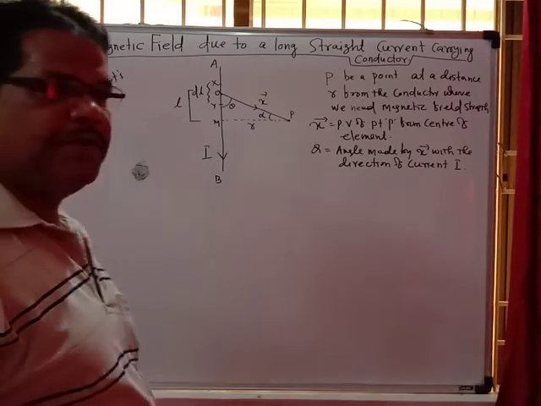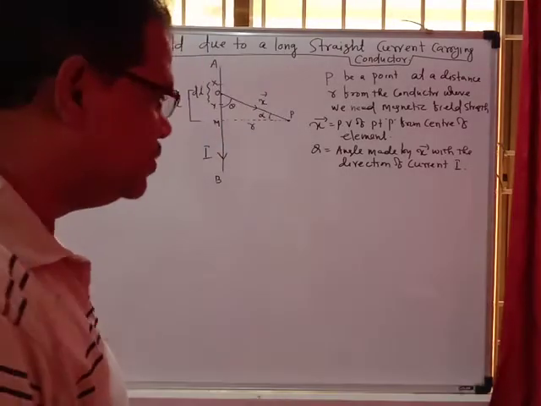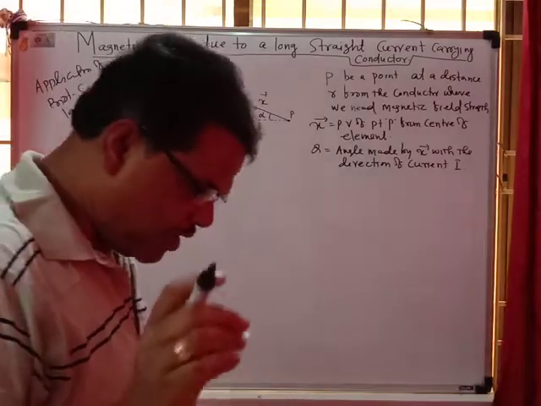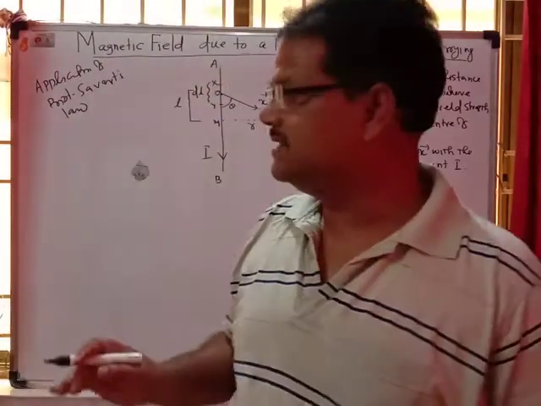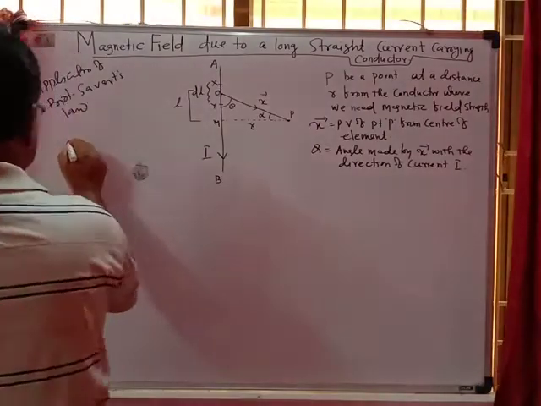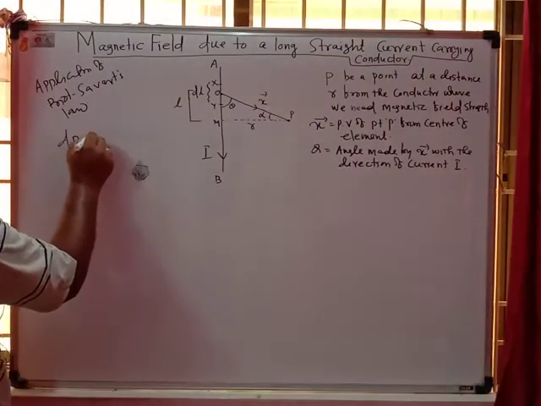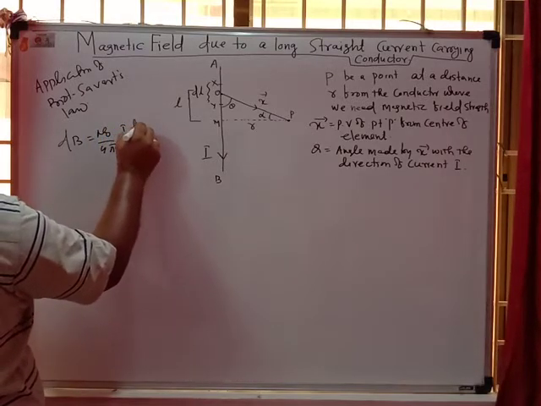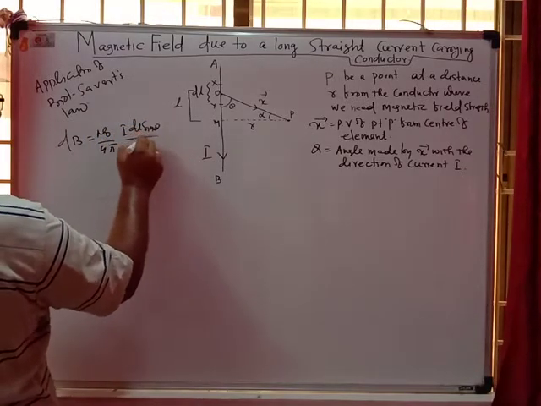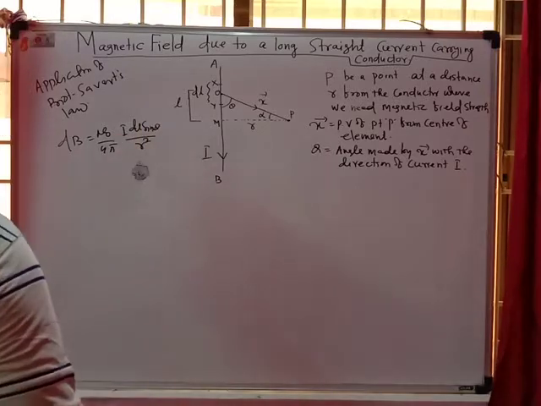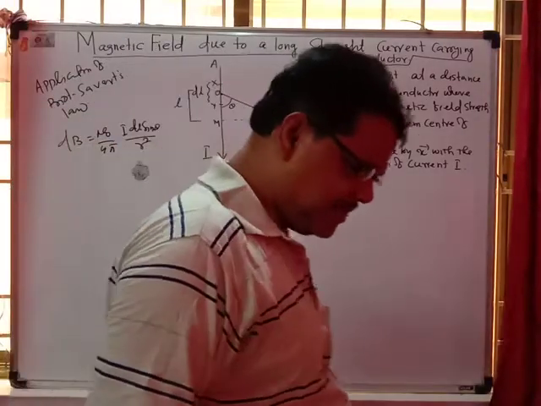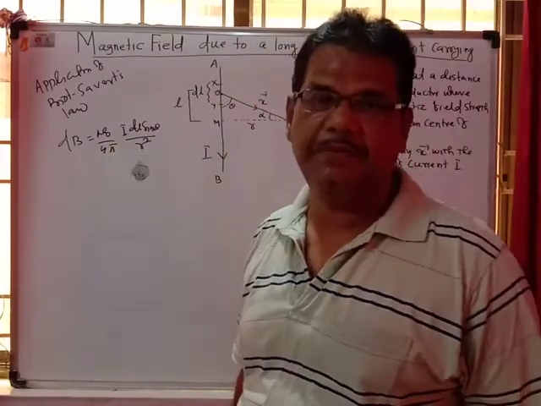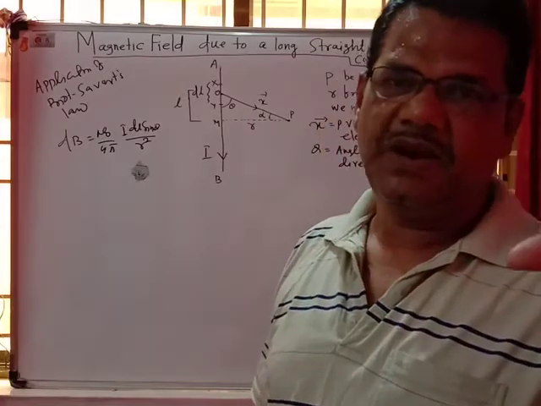Before that, you should know what the Biot-Savart law is. Magnetic induction at a point due to a current carrying element is given by dB equal to mu naught by 4 pi I dl sin theta upon r square. This is the required expression for the magnetic induction at a point due to a current carrying element. Biot-Savart law is applicable for a small element that carries current.